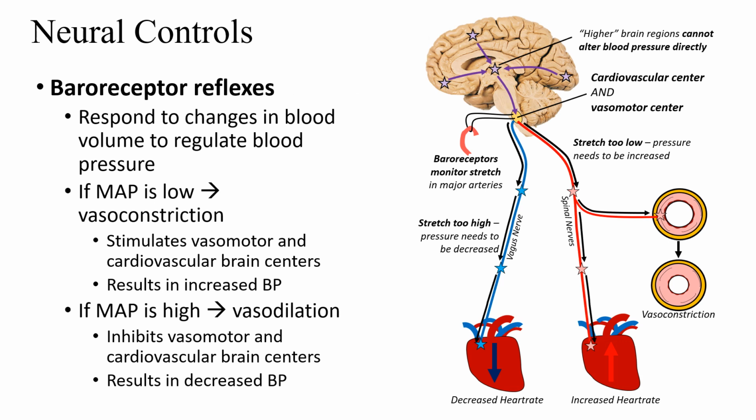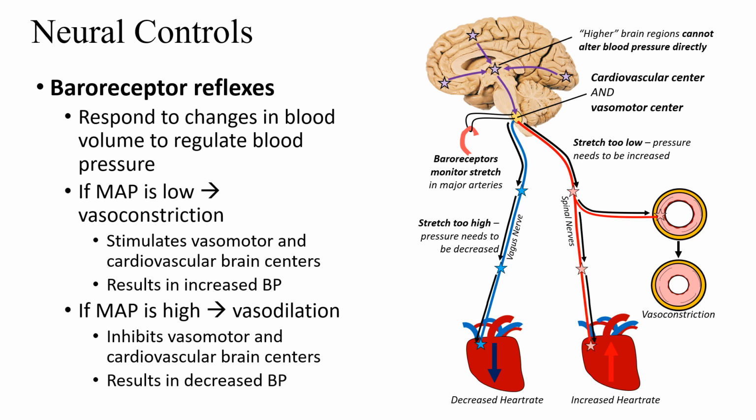So let's talk about the baroreceptors then. They are sensing changes in blood volume by blood pressure. And so if your mean arterial pressure is low, you will lead to vasoconstriction. It does this by stimulating the vasomotor and cardiovascular brain centers, resulting in an increased blood pressure, right? You squeeze that lumen and reduce its diameter, you have increased the blood pressure.